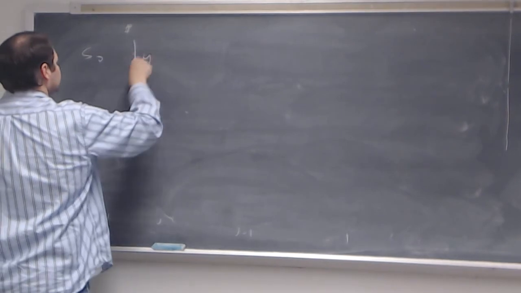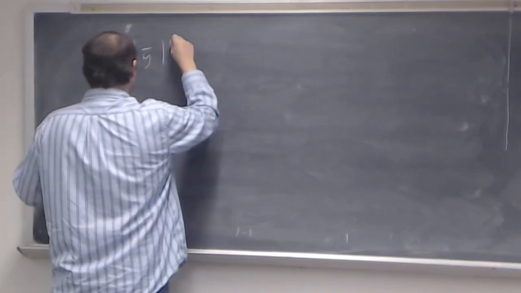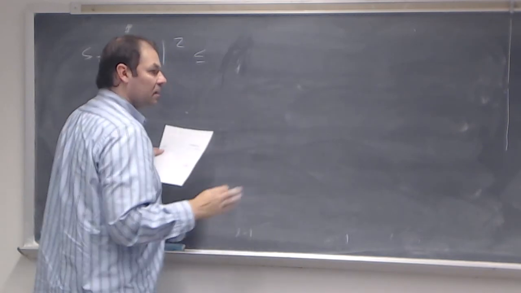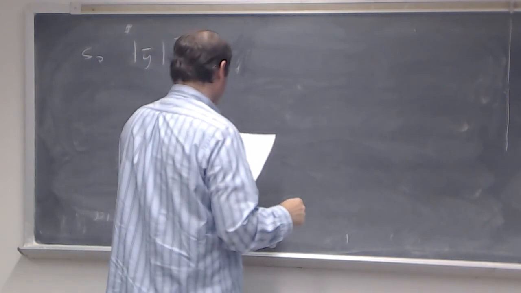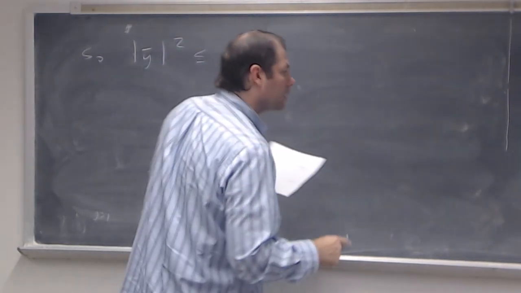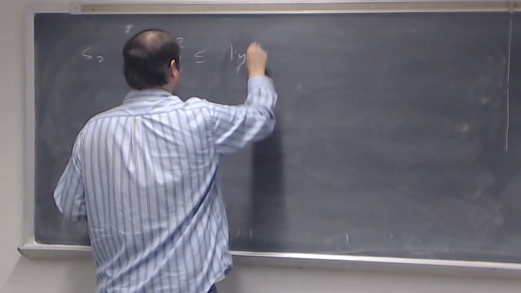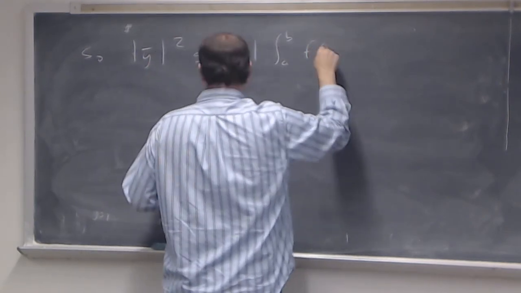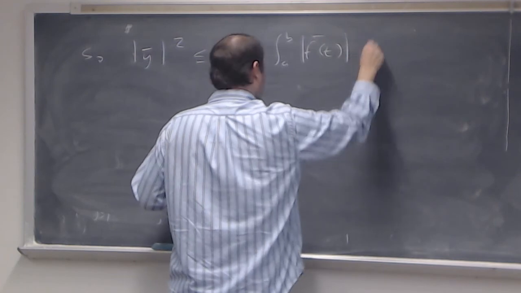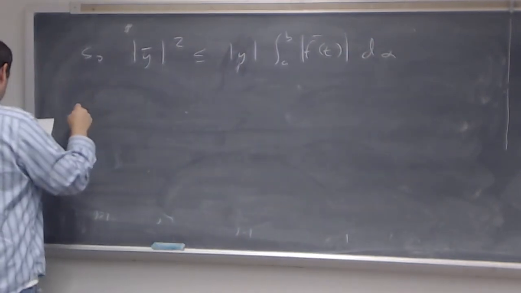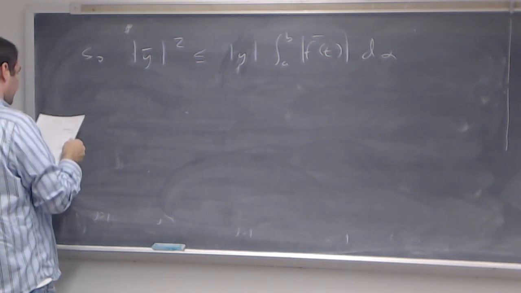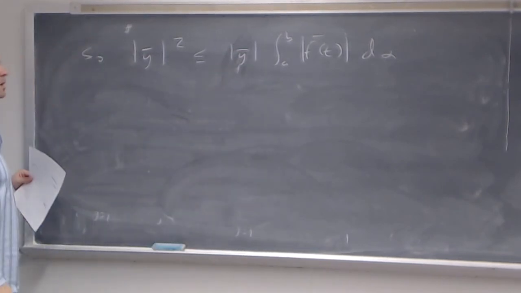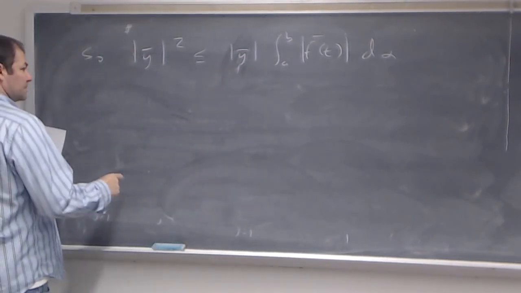So, what we have is that the norm of y bar squared is less than or equal to, well, we had this integral before. And we can factor out the norm of y, times the integral from a to b of the norm of f bar d alpha. All right, now, we'd like to divide by this norm, but we may not be able to do that because it might be 0.